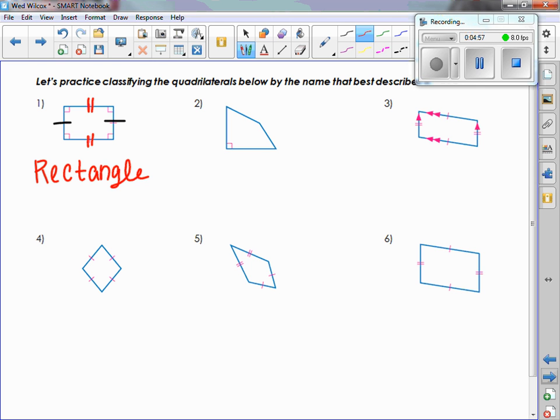Number 2, the only thing that I know about number 2 is that it has a right angle. I don't see any symbols telling me there's parallel lines. I don't see any symbols showing me that there are congruent sides. So the only thing we can say about this figure is that we know it's a quadrilateral because it has 4 sides. But we can't be any more specific than that.